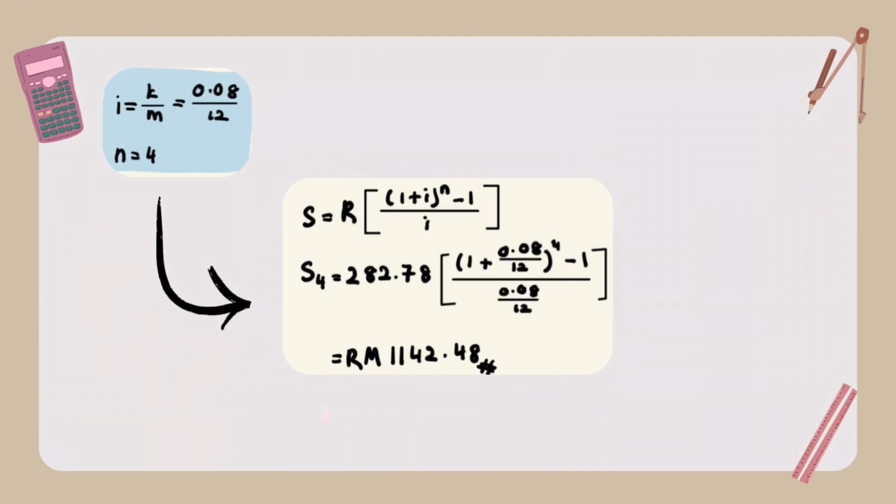The formula we are going to use is S equals R in bracket 1 plus I in the power of N, minus 1, divided by I. Since we need to find how much he has to pay on his fourth payment, our S is going to be S4. Our R is going to be 282.78 in bracket 1 plus 0.08 over 12 in the power of 4 minus 1, divided by 0.08 over 12. The answer we will get is 1,142 ringgit 48 cents.